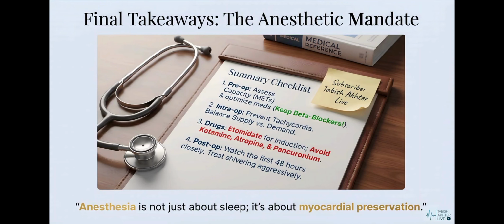Now, final takeaways, the anesthetic mandate, right? What we studied so far, we are going to quickly recapitulate with this summary checklist. First, we talked about the pre-op, right? We'll assess the capacity with METs, right? And optimize meds. Like we will tell the patient, you can keep taking beta blockers, right? And intraoperatively, we will prevent tachycardia. We will balance the supply and demand. Drugs: we can use etomidate for induction and avoid ketamine, atropine, and pancuronium. And post-operative, we will watch for 48 hours closely. Treat shivering aggressively.